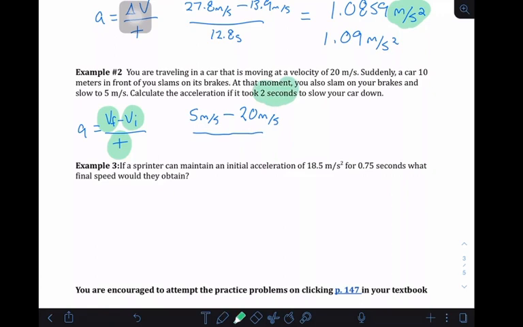The extra bit of information that they give us that's not super relevant to using the acceleration formula is this bit here, the 10 meters in front of you.